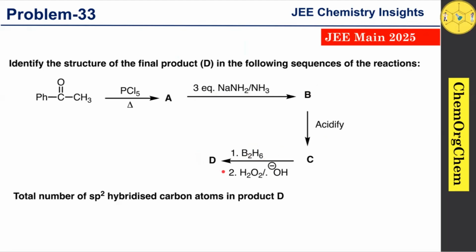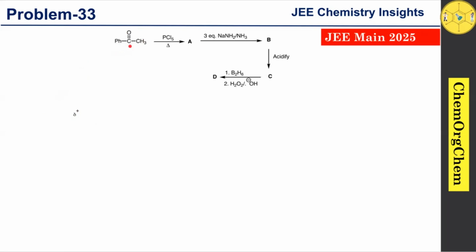So here we are asked to find out the final product structure D, and apart from that they are asking how many sp2 hybridized carbon atoms are present in the product D. Well, let's move to the solution. As per this question, the keto substrate reacts with phosphorus pentachloride.